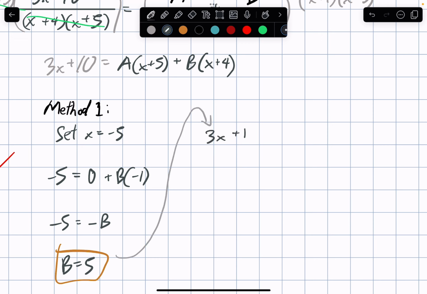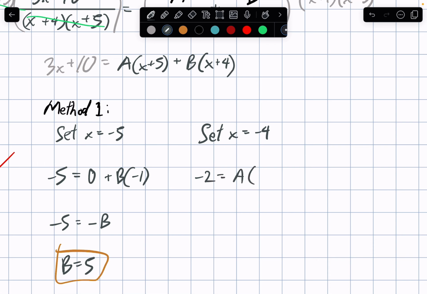So 3x plus 10 is equal to... How do you, by the way, determine the value of a, even without the value of b? Set x equal to negative 4 this time. So 3 times negative 4, negative 12, plus 10, that's going to be negative 2. And then a times negative 4 plus 5, that's 1. And then plus b, well, this is going to be 0. So we're left with a is equal to negative 2.